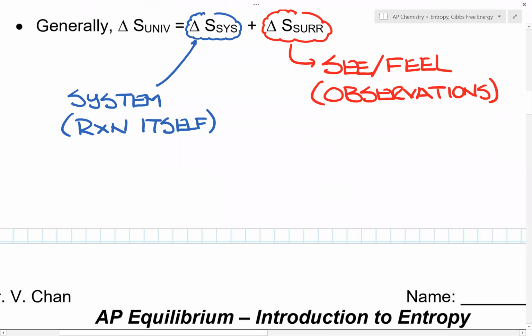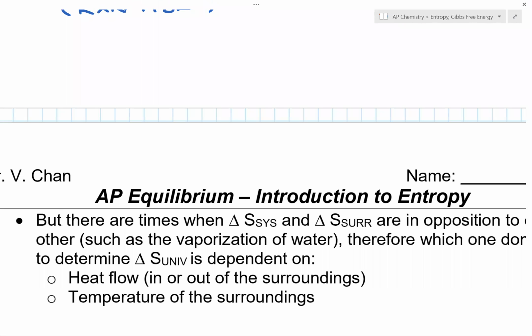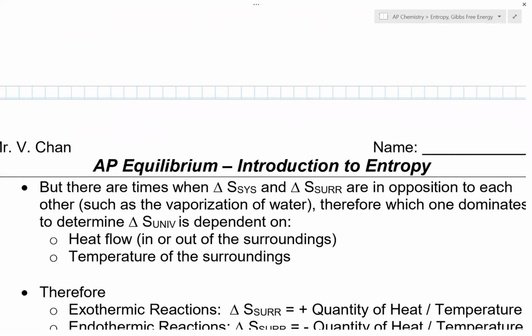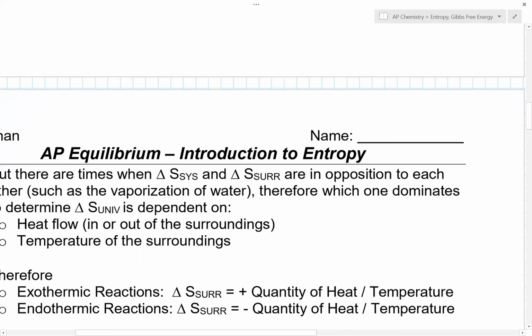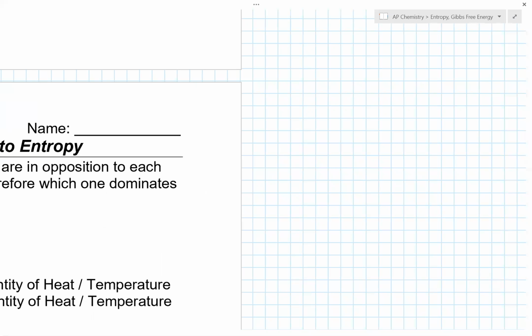Now, there are times when delta S of the system and delta S of the surroundings are in opposition to each other, such as the vaporization of water. Therefore, which one dominates to determine delta S universe is dependent on the heat flow and the temperature of the surroundings. Now, what do I mean by the vaporization of water?